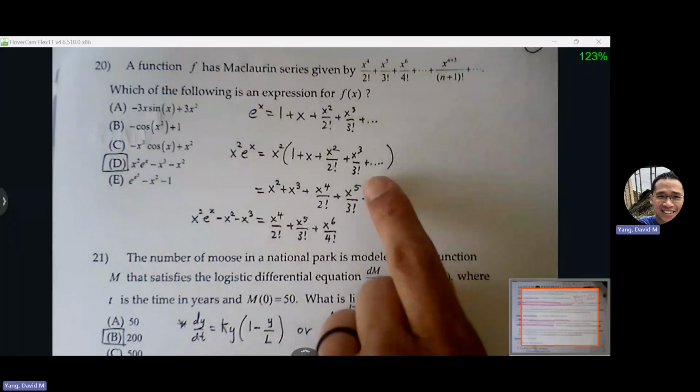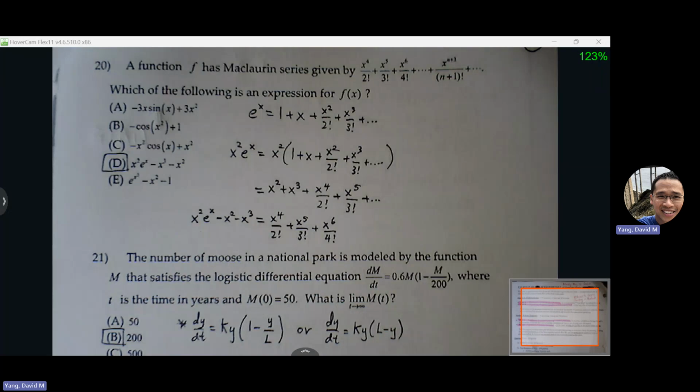Number 20 says, which of the following is an expression for f of x? These are based off of our Maclaurin expansions for the ones that we need to memorize, like sine, cosine, and e to the x. If we look at this pattern here, we see consecutive numbers 2, 3, 4, and we know it can't be sine. We know it can't be cosine, because if it were, then our values should be odds or evens.